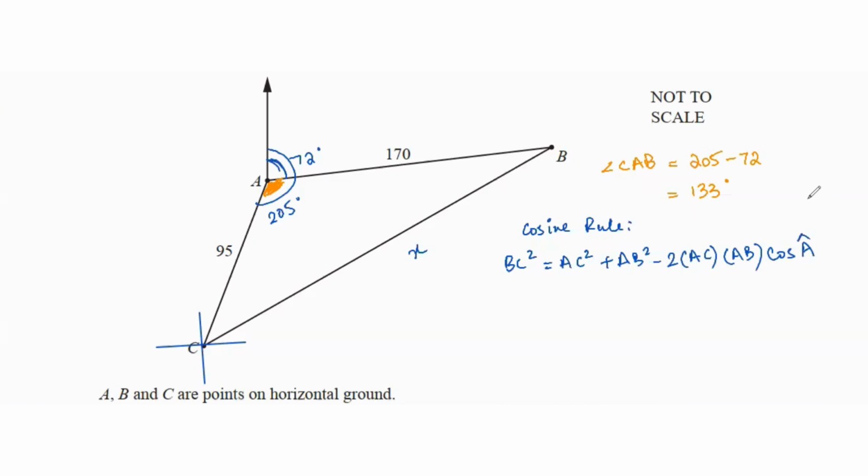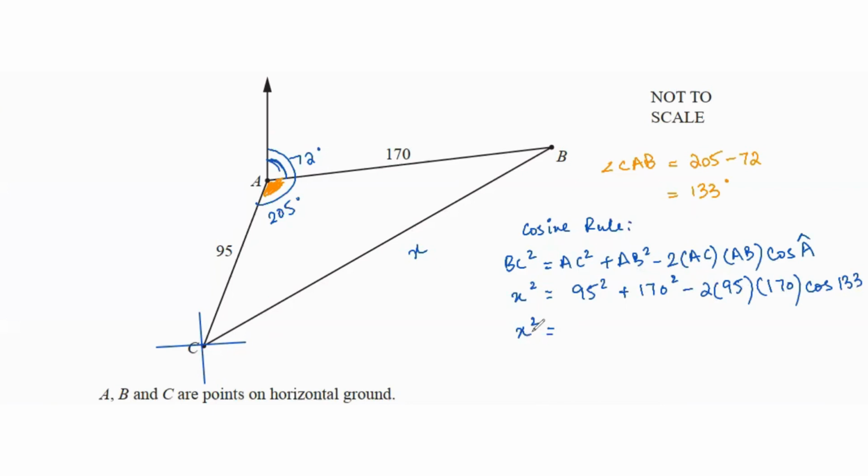Now, the reason why this is our formula is because the missing length is BC. So since the missing length is BC, that means the angle we're going to use is the one that's opposite to BC, which is angle A. Hence, BC square equals AC square plus AB square minus 2 times AC times AB times cos of A. So X square, since I assume that BC is X, equals 95 square plus 170 square minus 2 times 95 times 170 times cos of 133.